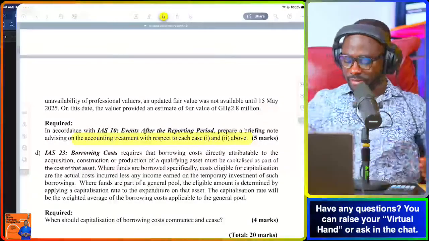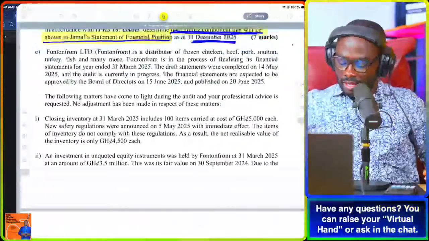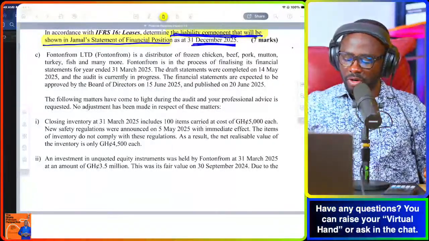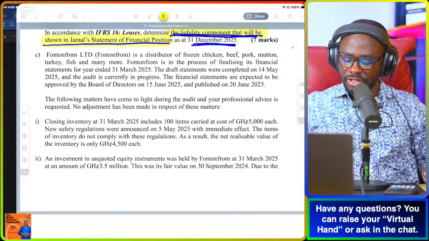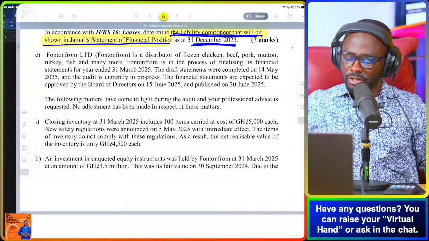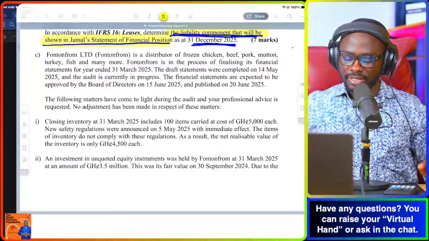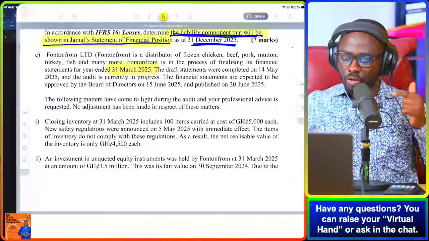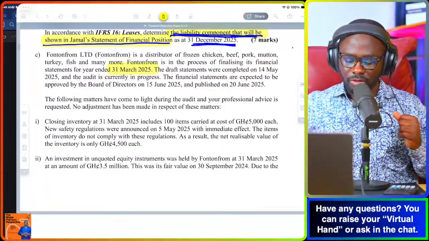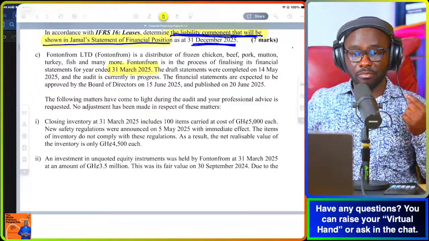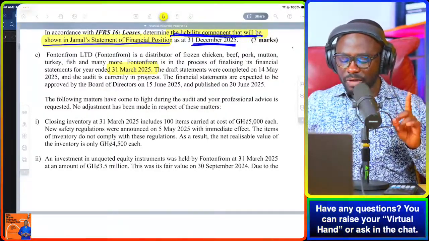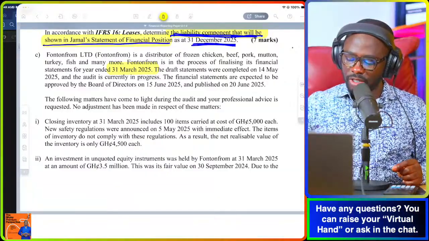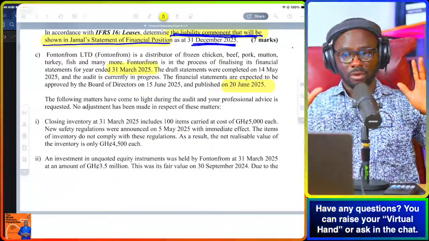So let's go. What we got? Fonton From Limited. Fonton From is a distributor of frozen chicken, beef, pork, mutton, turkey, fish, and many more. Fonton From is in the process of finalizing its financial statement for the year ended 31st March 2025. The draft statements were completed on 14th May 2025, and the audit is currently in progress. The financial statements are expected to be approved by the board on 15th June 2025 and published on 20th June 2025. So stay with me.